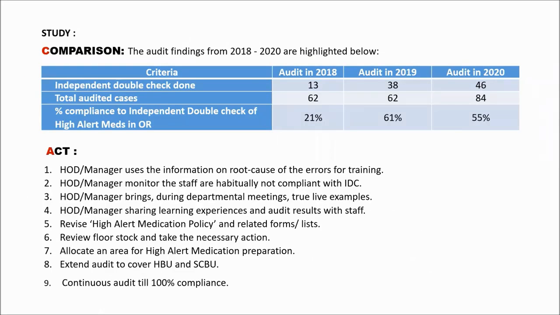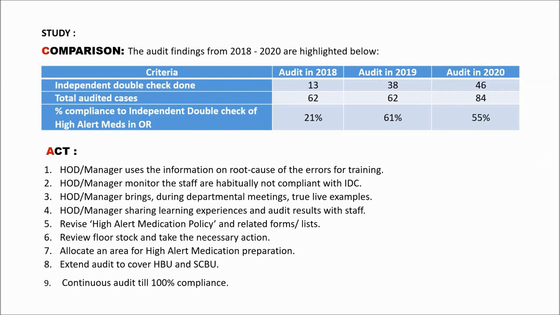Then we go to the comparison. We had three audits: one done in 2018, the second in 2019, and the current one this year. We found that there was an improvement between the two years. Then in 2020, because the number of patients increased from 62 to 84, the percentage shows 55, despite the improvement of the previous year. So the action: how we're going to act on the result of the comparison and this audit.